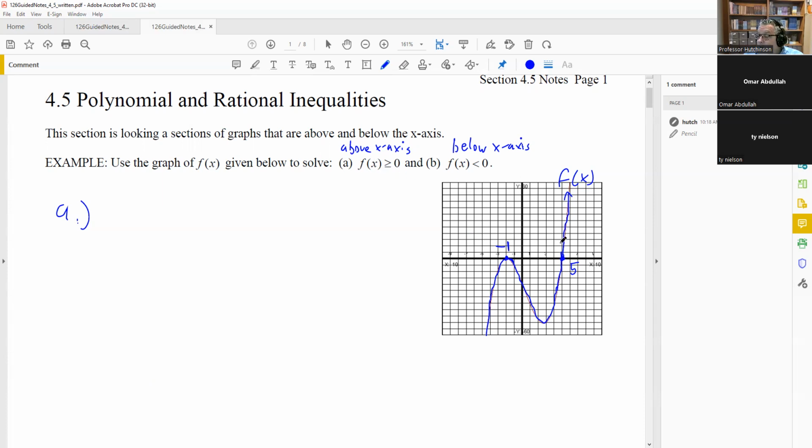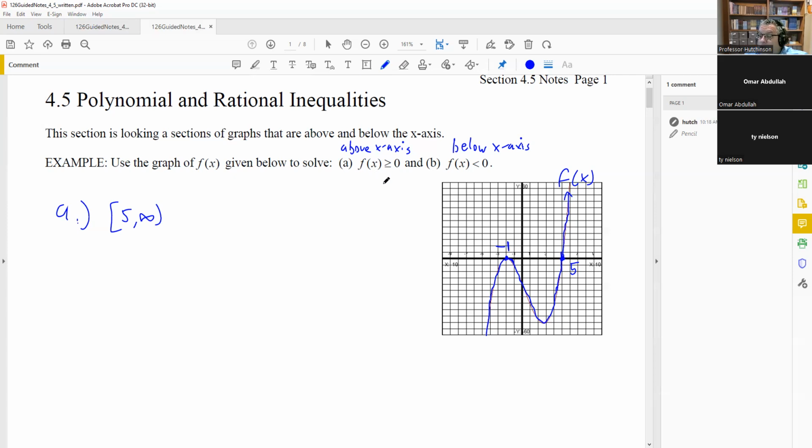So first of all, we've got this piece right here. So I've got the interval. Now I have to put a bracket because I've got a greater than or equal to, so I want to include the 5 here. So I'm going to do 5 to infinity, and that's going to be the interval for this section right here. It's 5 and above.